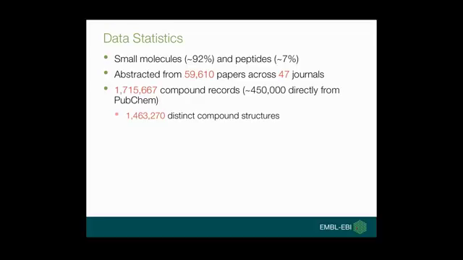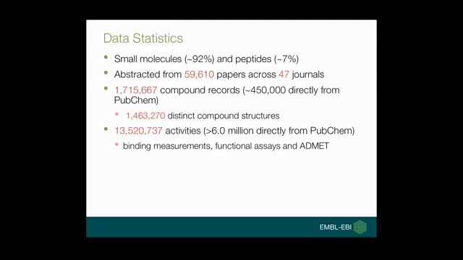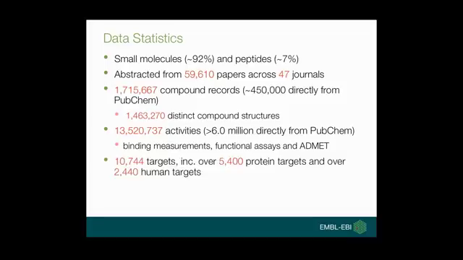We have 1.4 million distinct compound structures, and from this we have 13.5 million activity points, of which 6 million have been directly extracted from PubChem. And we're currently looking at storing binding, functional and ADMET data. We have over 10,700 targets, of which 5,400 are protein targets and over 2,400 are human targets specifically.